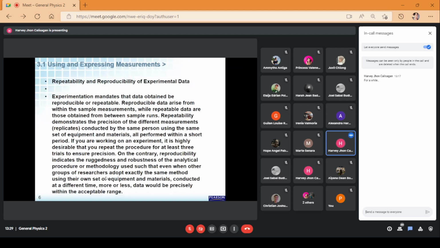Okay, so how about repeatability and reproducibility of experimental data? There is a difference between repeatability and reproducibility. If you talk about reproducible data, they arise from within the sample measurements. If you talk about repeatable data, these are data obtained from between sample runs. So how do we do the repeatability? It can be demonstrated through precision of the different measurements or by replicating the conducted procedure. For example, conducting the same study over and over again using the same equipment, materials, or method. That can be done within a short period of time.